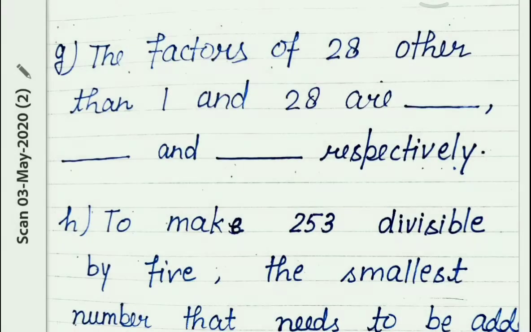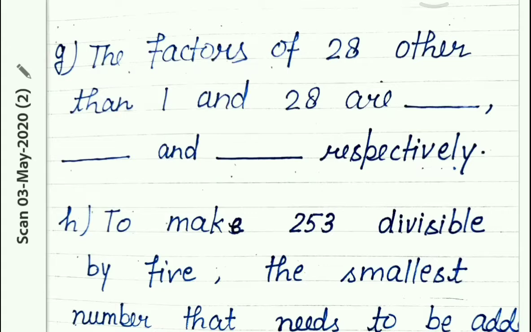Next part is G. Let's see here. As you can see, the factors of 28 other than 1 and 28 are... by which other numbers is 28 divisible? Okay, 28 is divisible by 1. We know very well every number is divisible by 1 and itself only. Here also they are asking other than 1 and 28, meaning itself, which other numbers it is divisible by.